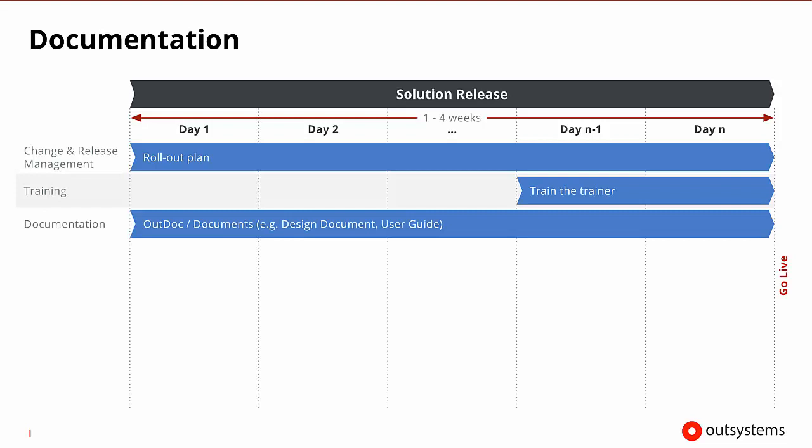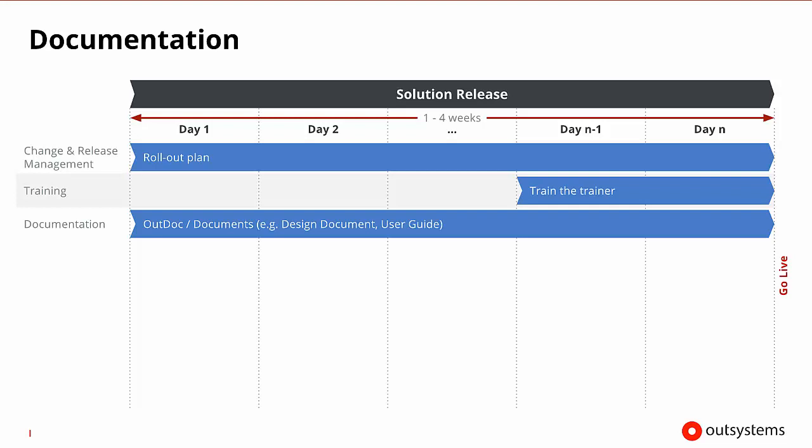Beyond training, then there's documentation. We should produce a last version of technical documentation for the solution. Now there is OutDoc, which can be downloaded from the Forge, and this is where OutSystems provides an automated way to generate some documentation out of the project in Service Studio.